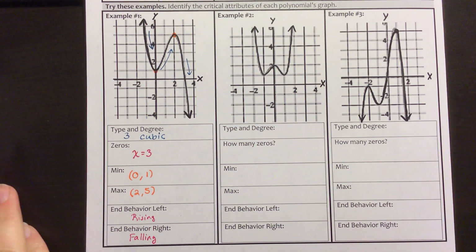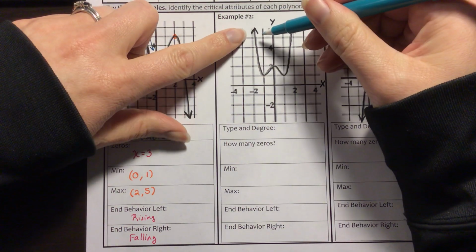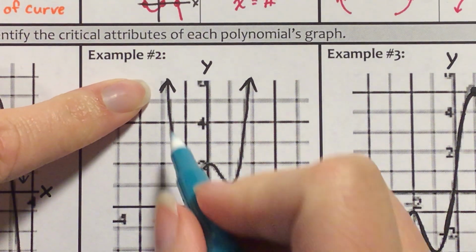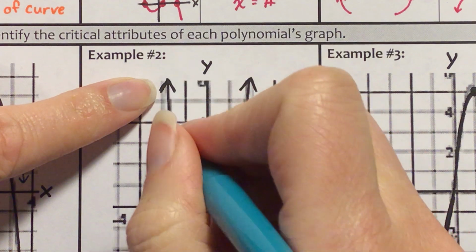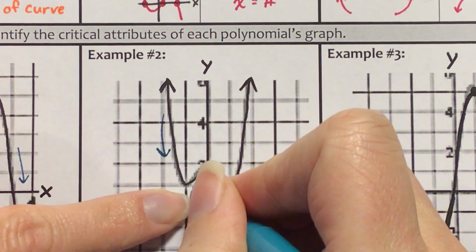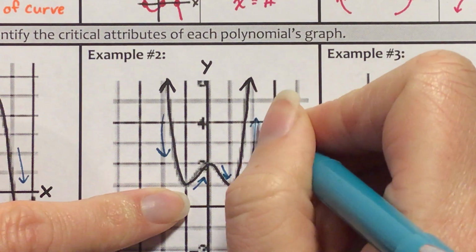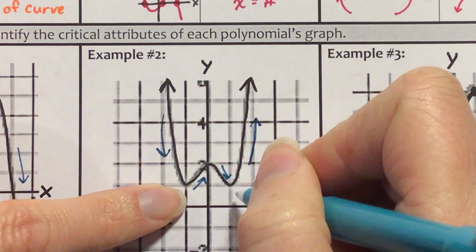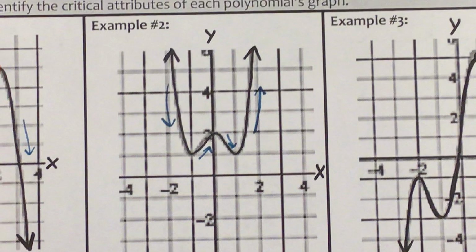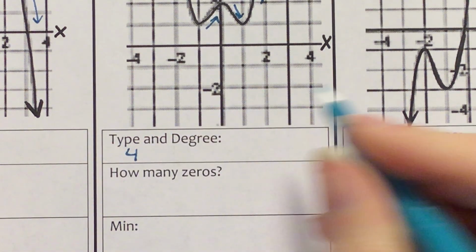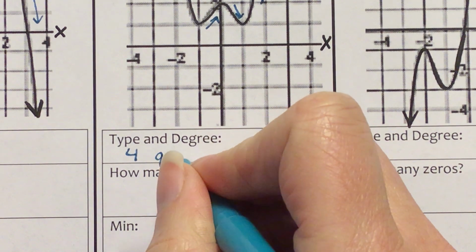Type and degree. I'll switch back to blue. Starting from the left, working towards the right. Zoom in a little bit. From the left to the right, looks like we are going down first, and then up, and then down, and then up. Down, up is 4 directions, so our degree is 4. The word used for that is quartic.